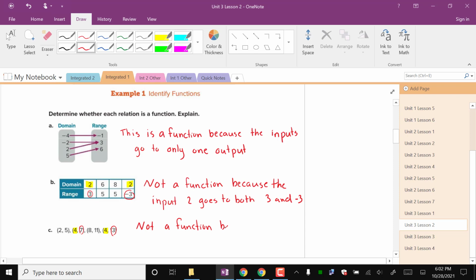Because the input 4 goes to, or gets mapped to, 7 and 13. Basically, we don't know when it goes to 7 and when it goes to 13. So that's why it fails.